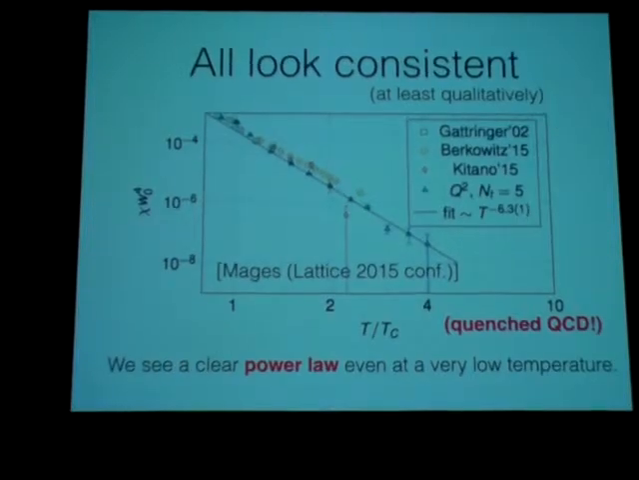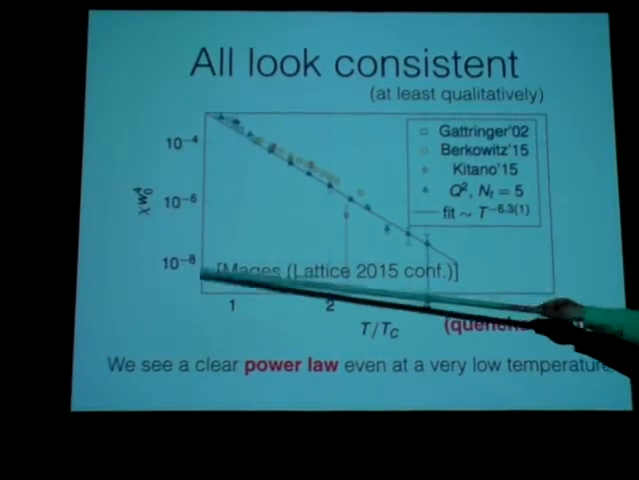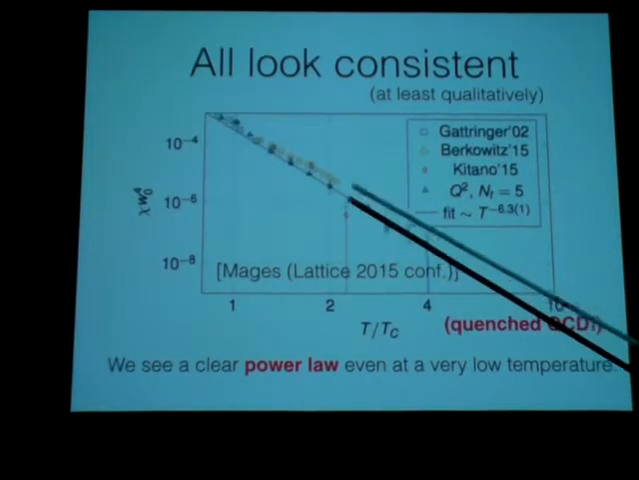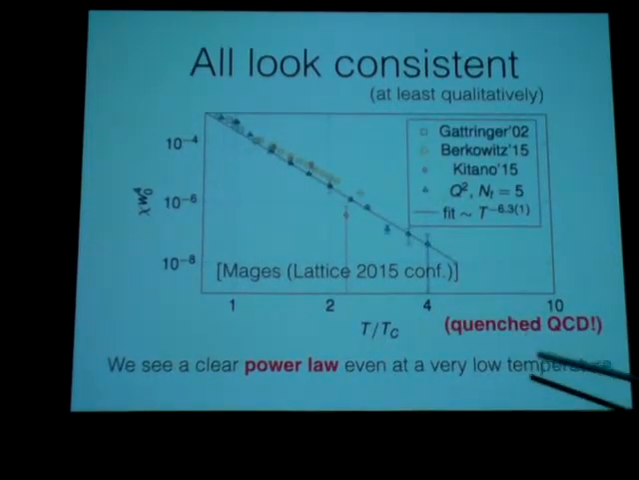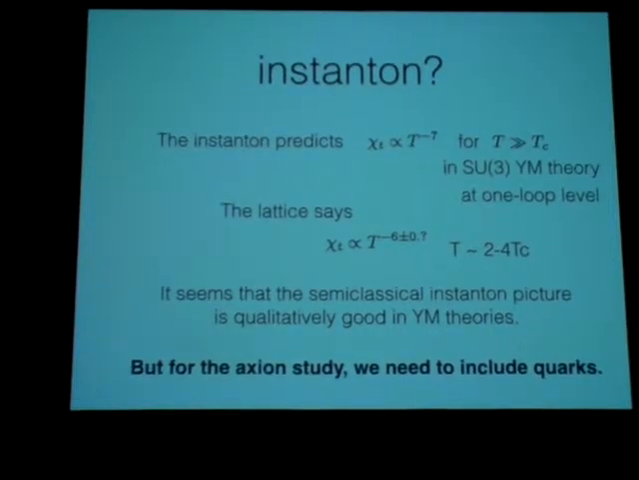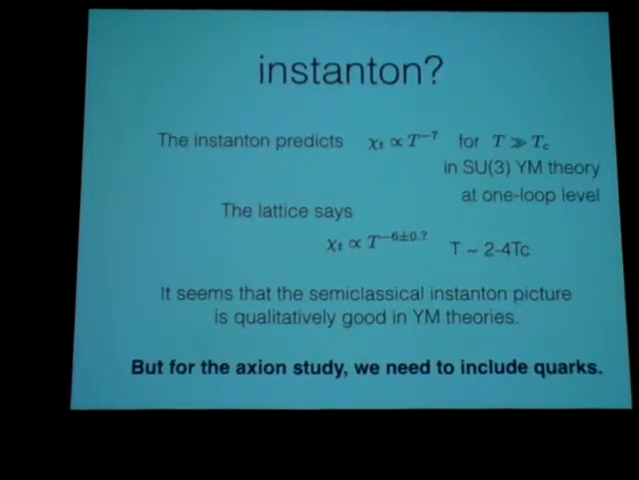So there are three groups who did the same calculation. This is quenched QCD, so it has no quarks. But as a function of temperature, you can calculate basically the axion mass squared, and so we get a straight line in the log plot. That means it's a power law, and the power is like minus 6 or so. So this is still quenched, but the instanton prediction is minus 7. So it's not that bad, I would say.